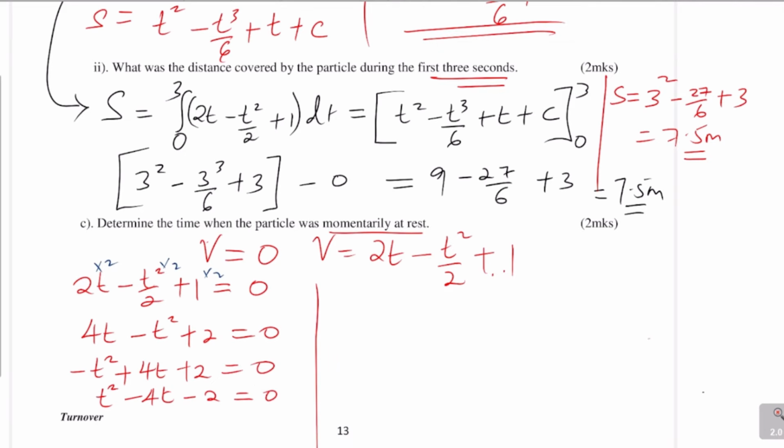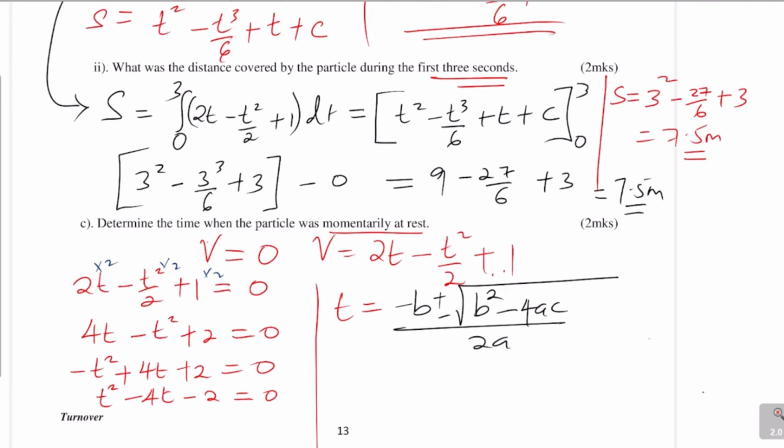So from here, you can use the quadratic formula, the easy one, in order to actually come up with the values of t. So the quadratic formula, t is given by negative b plus or minus the square root of b squared minus 4ac, divided by 2a, where a is the coefficient of t squared, which is 1, b is the coefficient of t, which is negative 4, and c is the constant, negative 2. So substitute that here, and this is what you're going to have.